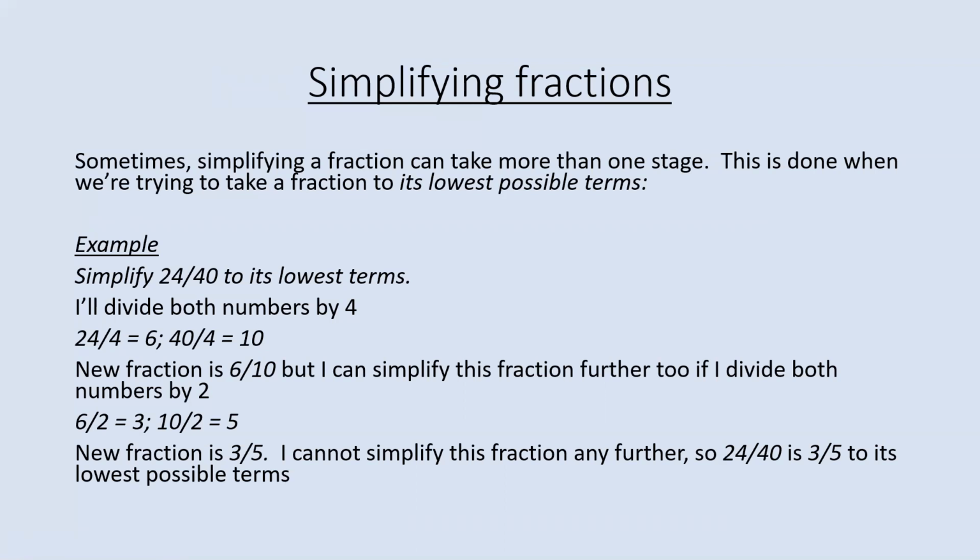But I can simplify this fraction further too if I divide both numbers by 2. So 6 divided by 2 equals 3, and 10 divided by 2 equals 5. The new fraction is 3/5. I can't simplify this fraction any further because there's no number which will go into both 3 and 5. So 24/40 is 3/5 when reduced to its lowest possible terms.